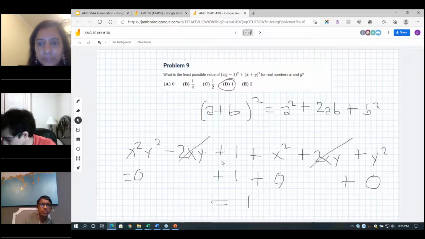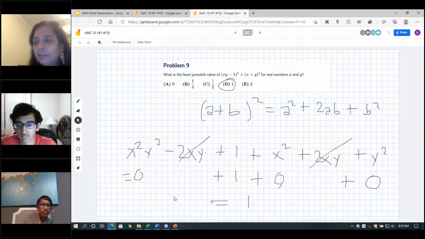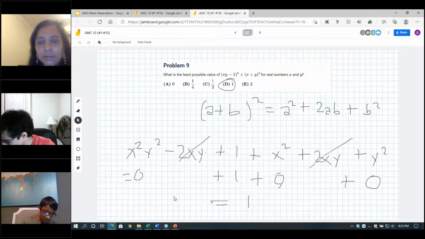Are there any questions? Can you explain the last part again? Okay, a couple of people have asked. So if we expand it, we get x squared y squared minus 2xy plus 1 plus x squared plus 2xy plus y squared. The 2xy's just cancel. So we have 3 perfect squares and then a +1.